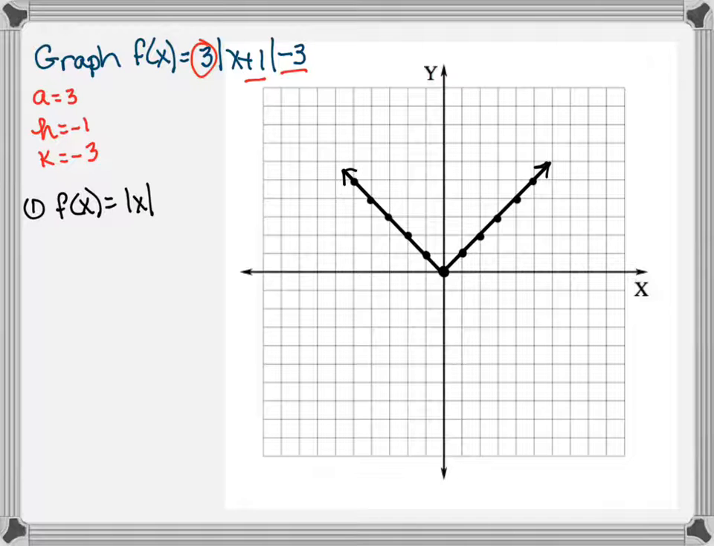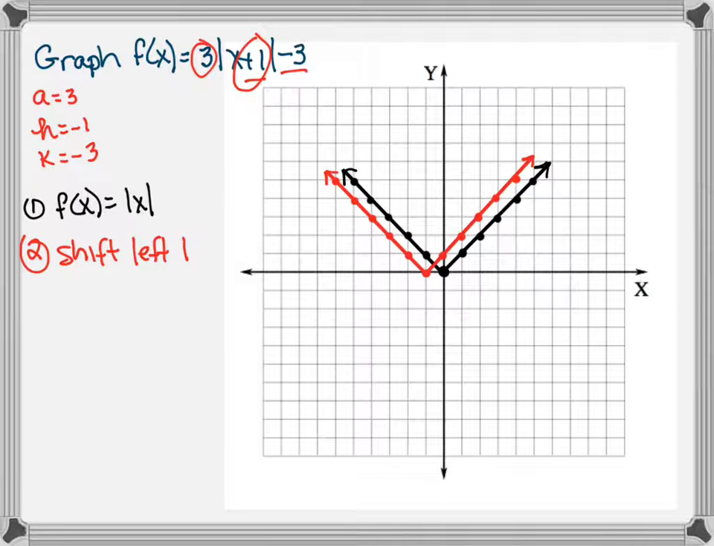Then to do the transformations, we need to go in the order of operations. So next, we would shift left 1 unit. So I'm going to take all those points that I plotted for the parent function and literally move each of them left 1 unit. So you will visually see me moving every single point, putting it in red 1 unit to the left. So here is our function shifted to the left 1 unit.